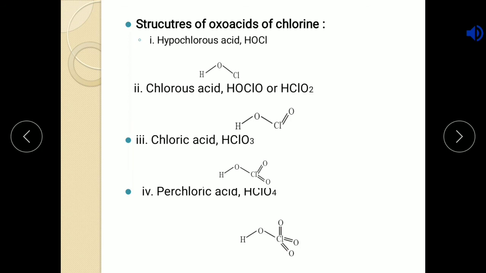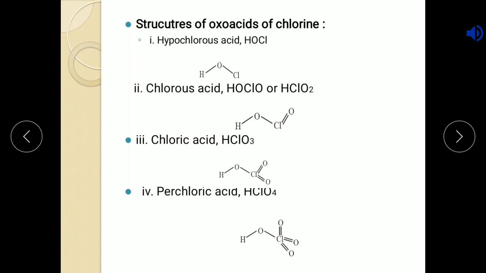Second question is, draw the structures of oxoacids of sulfur. So you have to write the name of that oxoacid, its oxidation state in bracket, then its formula, and below it draw the structure. So you have to draw structures of oxoacids of sulfur as well as structures of oxoacids of chlorine. So these three questions you have to write as assignment.